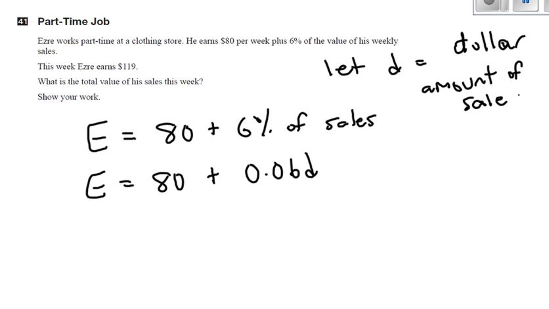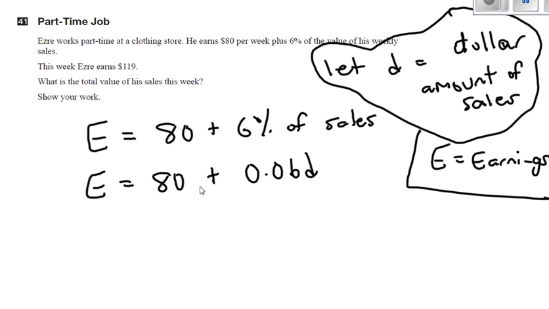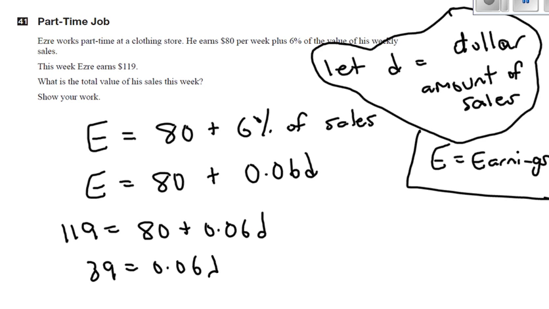So again, I want to make sure that I'm communicating. So I'm telling whoever reads this that D is the dollar amount of sales. And maybe I should say that E equals earnings. Okay, so if we want $119 in earnings, then what should the sales amount be? So I'm left with one unknown. So I'm going to subtract 80 from both sides and then divide by 0.06.